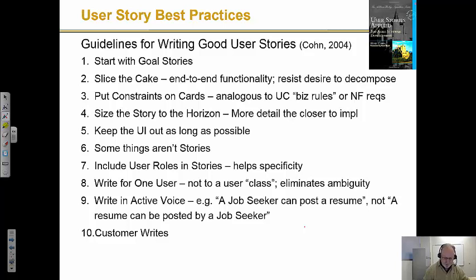Write in active voice, right? A job seeker can post a resume, not a resume can be posted by a job seeker. Again, first, it's a better writing style, but there's also this notion of action, momentum, things you do. So that's a way I would write the user and the action, and then I should probably add a benefit: a job seeker can post a resume to the benefit of landing a job, right? Or allowing a job hunter to be able to see their skill set.